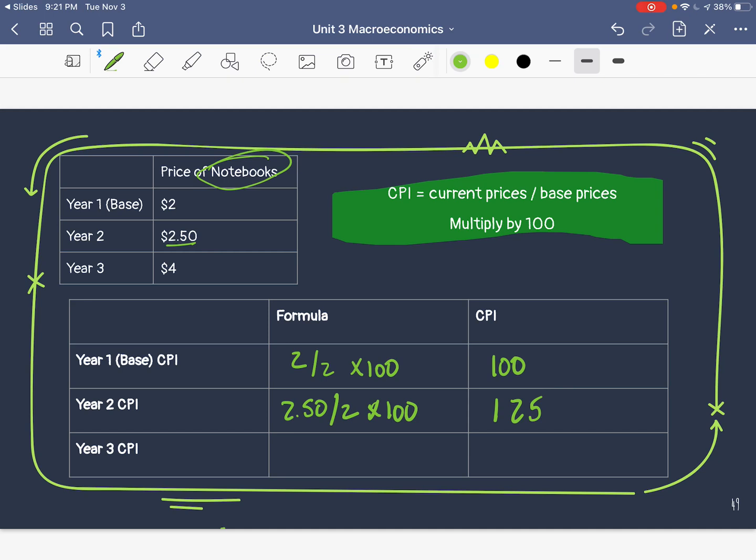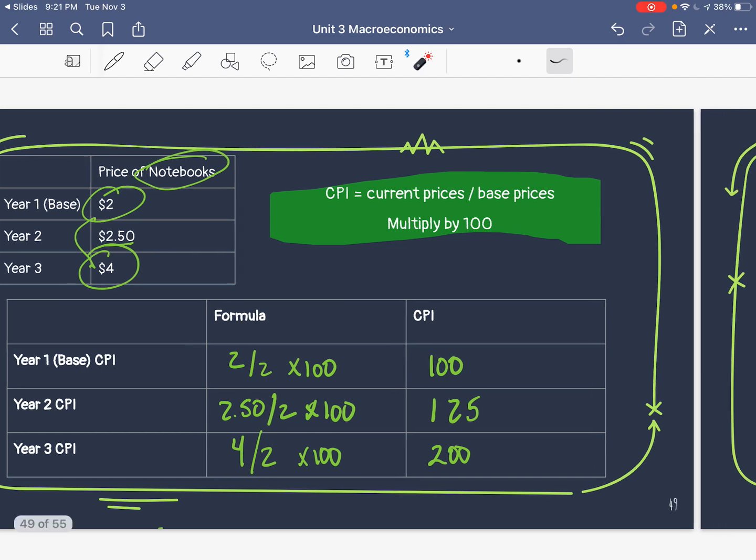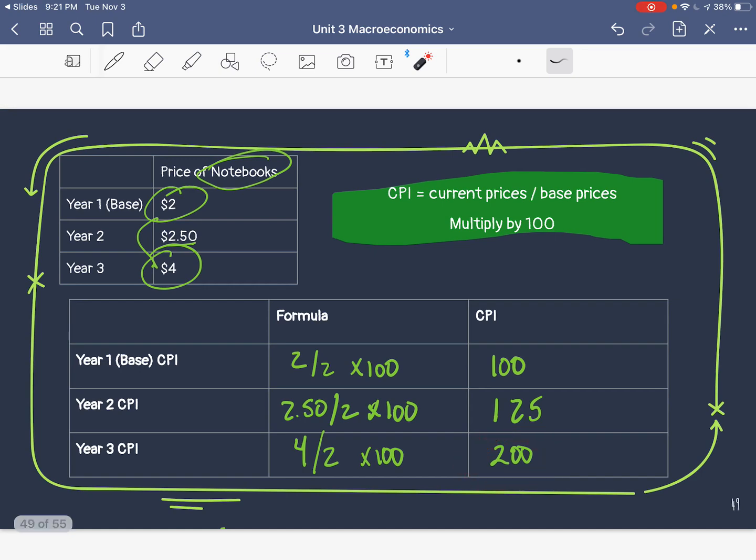Okay, let's take a look at from $2 to $4, from our base price to our year 3 price. So our year 3 current price is $4 divided by our base price of $2. 4 divided by 2 is 2 times 100, and we get 200%. Okay, prices have gone up 200% between year one, our base price, and year three, our new price. So 200% increase is insane. Now I know you're looking at a notebook and being like, $4, who cares? Imagine if that was $4 million. That's a huge increase. We do not want to have to pay 200% more for our goods.